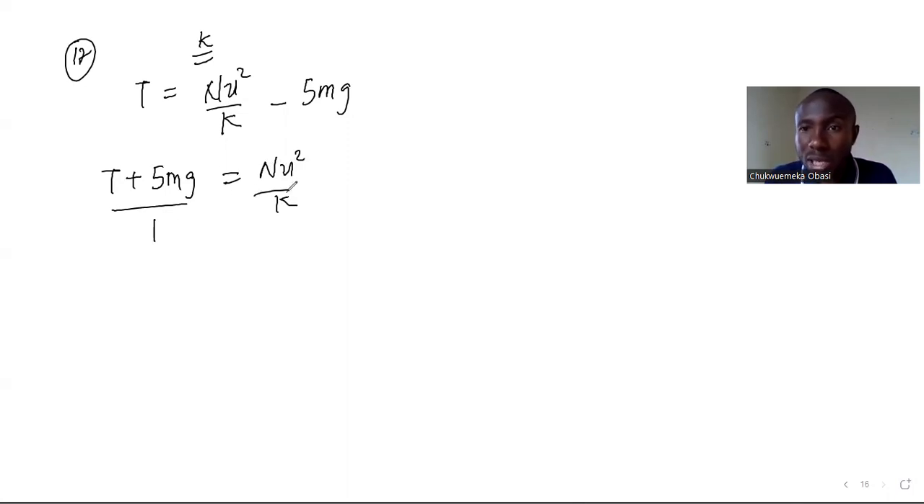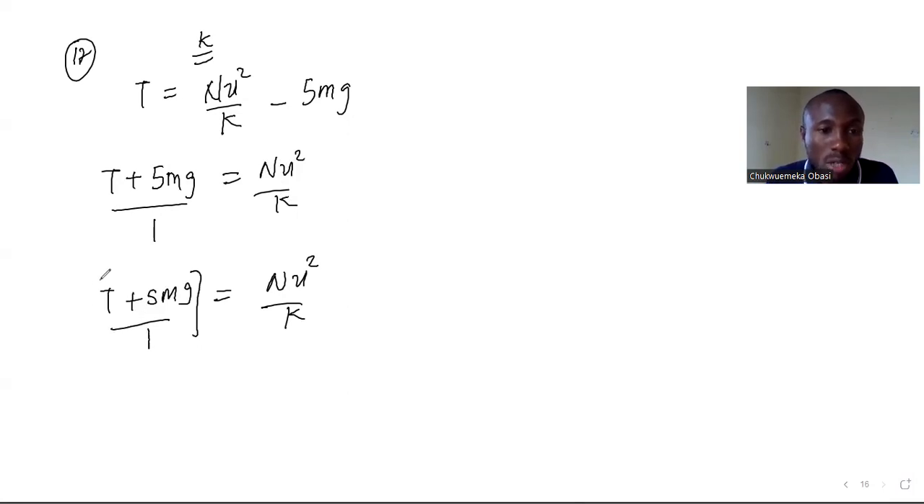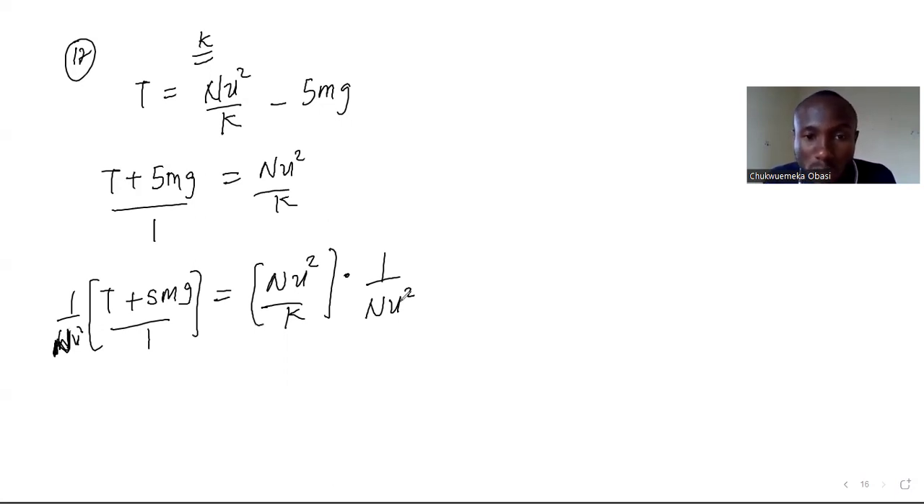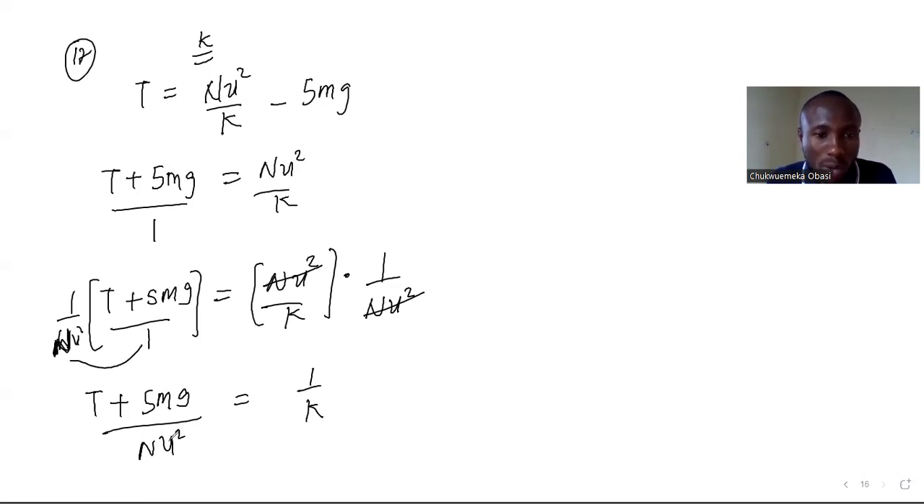Like I say, take the inverse of both sides. But I don't want to do that. I want to get rid of this nu squared. So if I multiply everybody by, let's do it here, we have nu squared over k, we have t plus 5mg over 1. Put them all in a bracket like this. So if I multiply everybody by 1 over nu squared, why? Because this guy, we cancel out this guy. And so we have 1 over k is equal to t plus 5mg over nu squared. Because this guy multiplies 1, you have this right here.